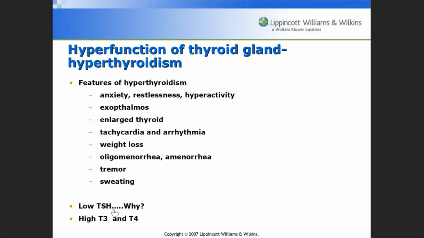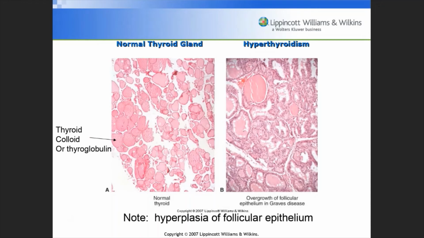TSH in this case is low. Why? Right. Typically, this will be negative feedback. Remember, we talked about negative feedback. TSH will be low. If TSH is high, that leads to hyperthyroidism, then there's a tumor, right, in the anterior pituitary, of that basophilic cell.